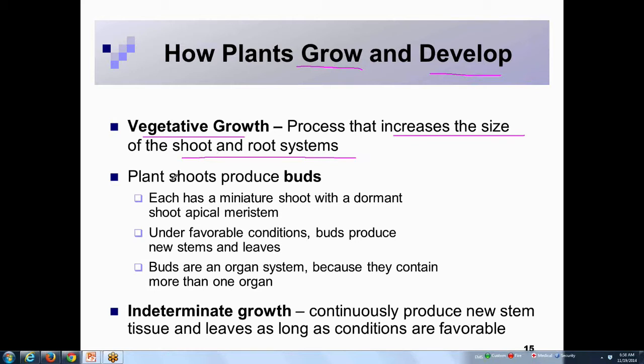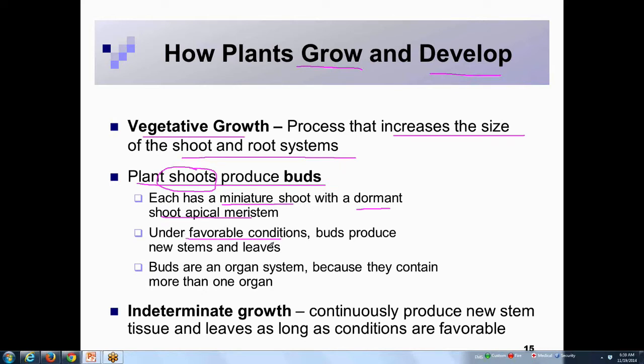So in vegetative growth, it starts at buds, especially in the shoot system. In the root system, we don't have buds, but in the main part of the plant, at least the part that you see, it all begins in buds. A bud is actually an immature shoot system with a miniature shoot and dormant shoot apical meristem. And remember, the apical meristem is where what happens? Anybody remember? Yeah, the apical meristem is where there's a whole lot of cell division. Lots of cells dividing, lots of undifferentiated cells, cells that are not specialized. And then those cells will eventually become specialized through the process of development.